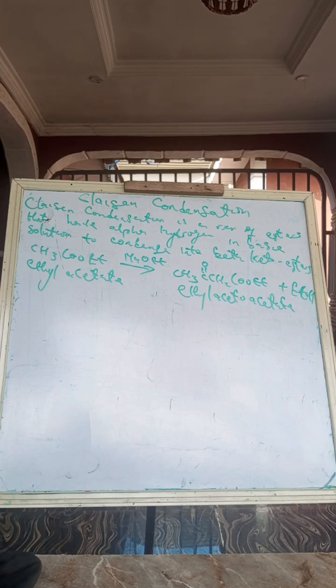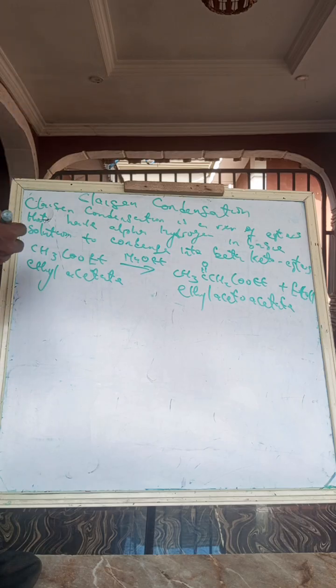So we are going to be discussing Claisen condensation. The topic for us is Claisen condensation. Claisen condensation is a reaction of esters. When we talked previously about aldol condensation and the crossed aldol condensation, they are reactions dealing with aldehydes and ketones. But Claisen deals with esters. So what do we know as esters?